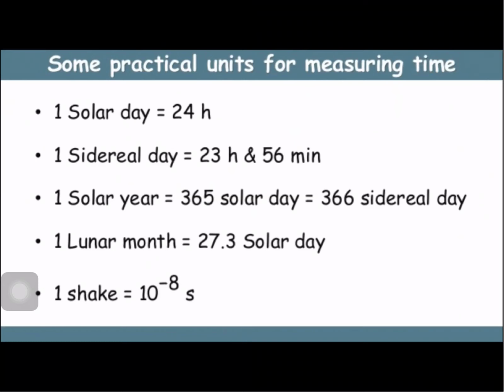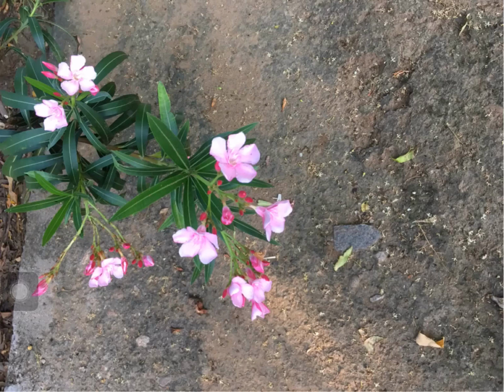Some practical units for measuring time. 1 solar day is 24 hours, you know that. 1 sidereal day is 23 hours and 56 minutes. A year is 365 solar days. Am I right? A lunar month is 27.3 solar days. 1 shake is 10 power minus 8 second. So this is the way.